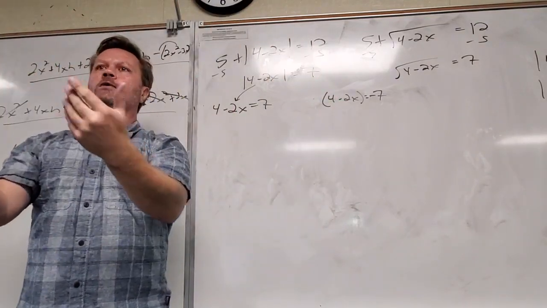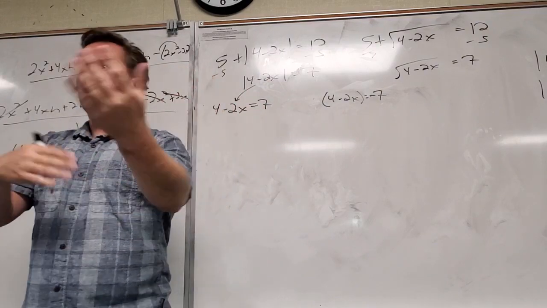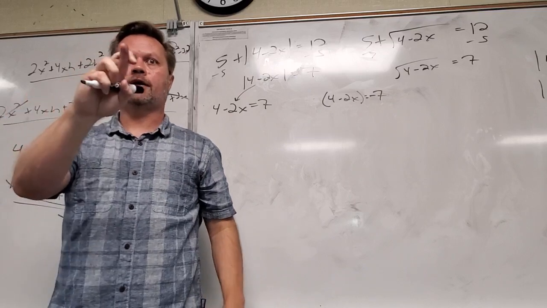Why are there 2 cases? Because there's 2 places an answer could have come from. If it's 9, it could have been 9 or negative 9 to begin with. So there's 2 possible places it could have come from. That's why there's 2 cases.